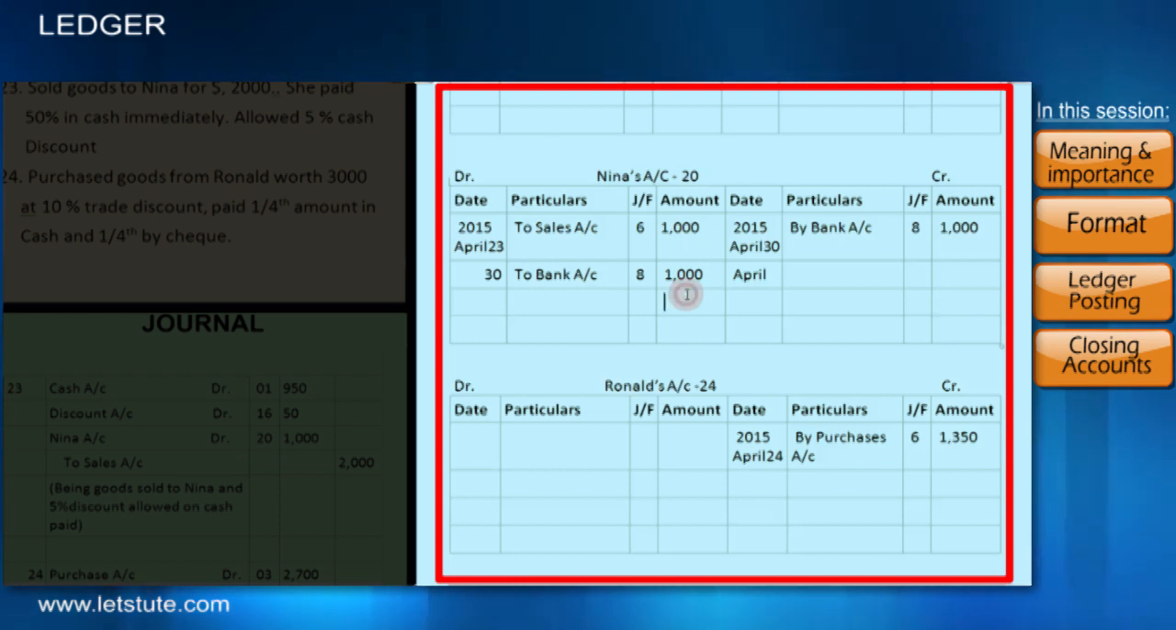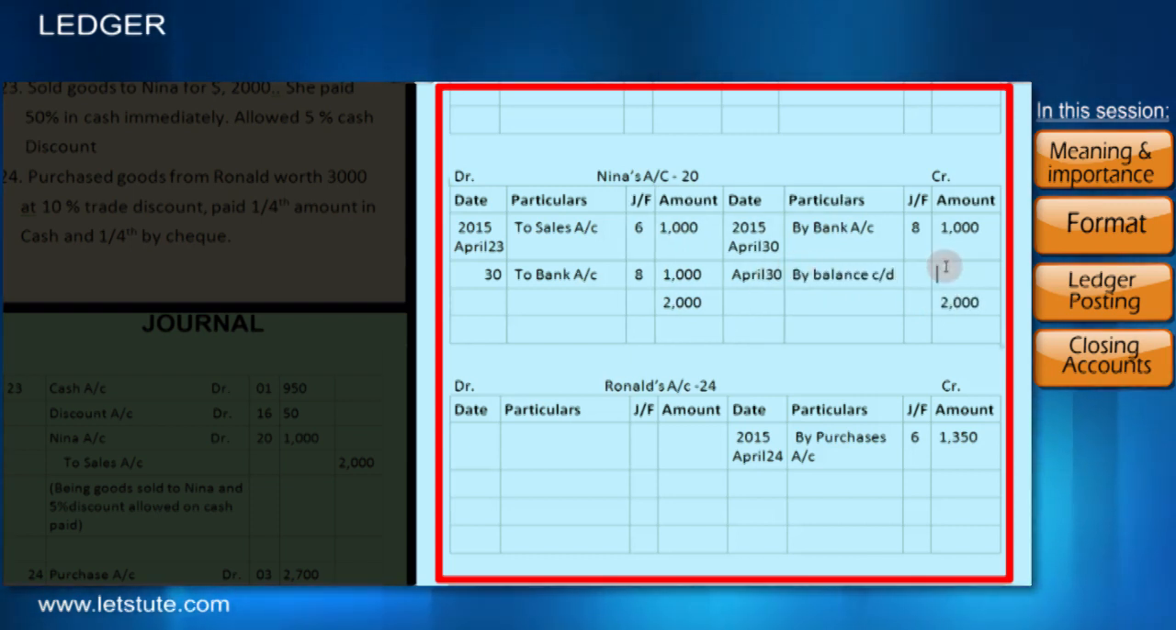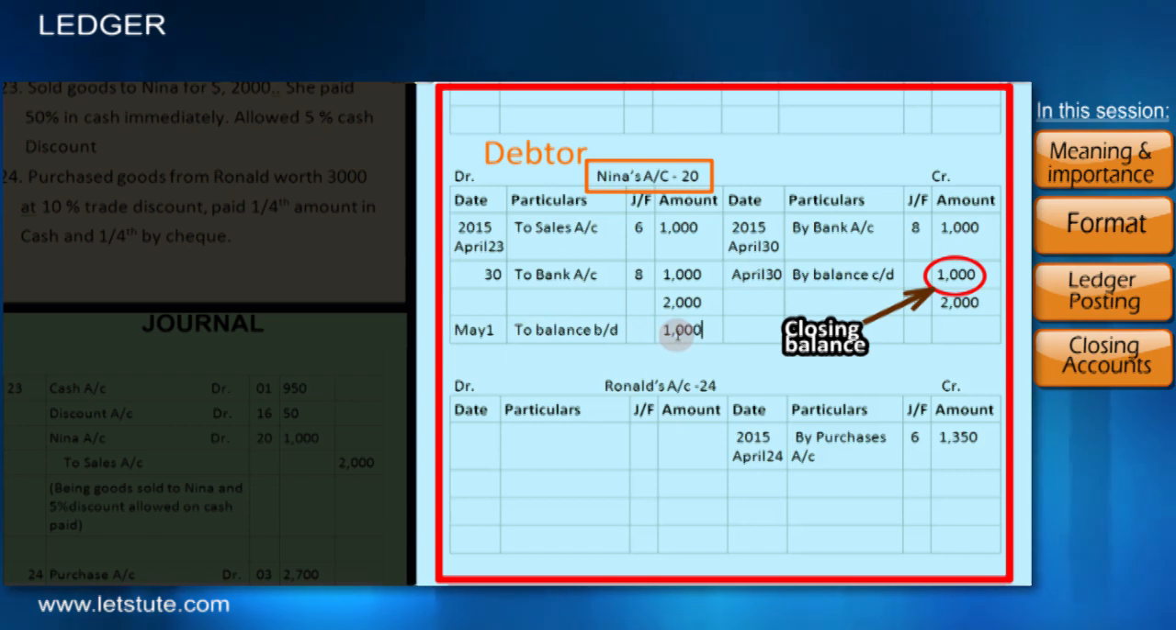Let's do the same thing to all the other accounts. Close this, totaling. By balance carried down, and for the next month, to balance brought down. This balance represents the amount Nina owes to us. She is our debtor.